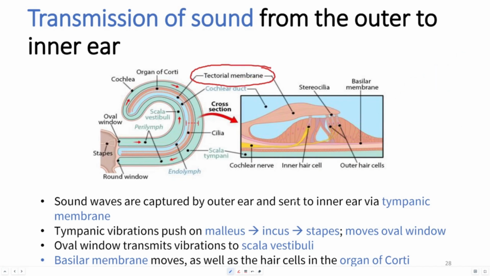So the sound waves are then captured by the outer ear, and they're sent into the inner ear in vibration via the tympanic membrane. The tympanic membrane begins vibrating and pushes the malleus, the incus, and stapes, the three ossicles that then vibrate the oval window. And then the oval window transmits these vibrations into the scala vestibuli, and as this fluid starts moving around, the basilar membrane begins to move.